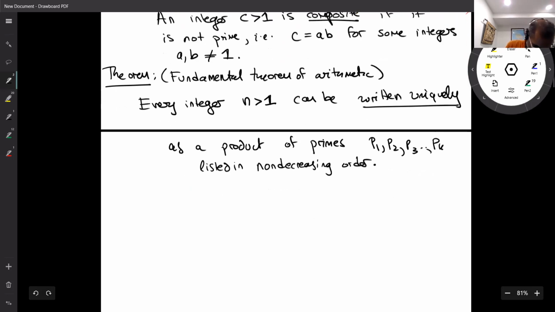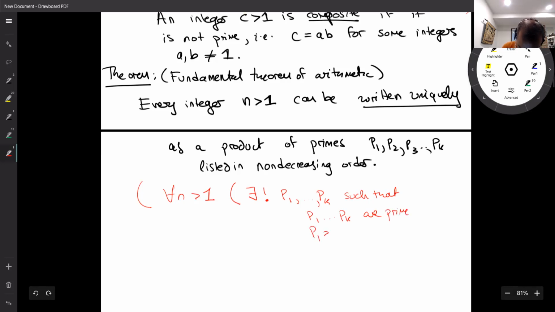So what does that mean logically? Formally, this is saying that for every n bigger than 1, there exist unique p1 through pk such that they're all prime, p1 through pk are non-decreasing, which just means you sort them: p1 less than or equal to p2, less than or equal to p3, and so on up to pk. And n is a product of these numbers.